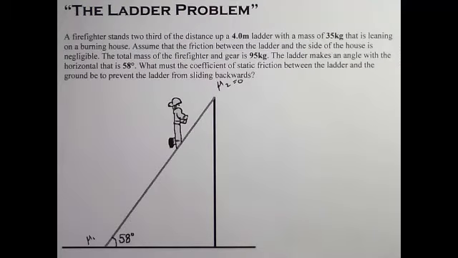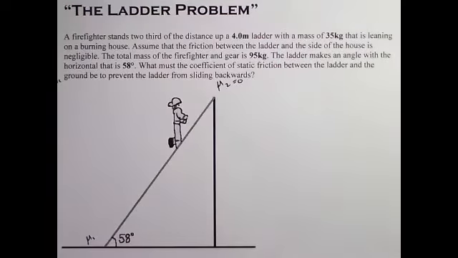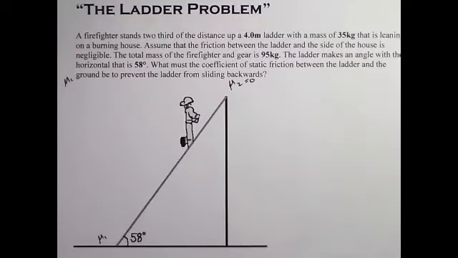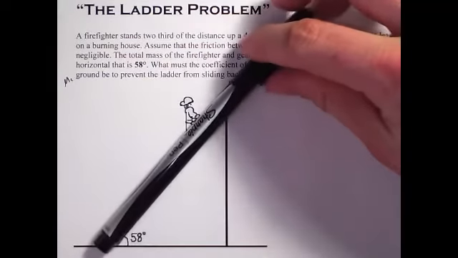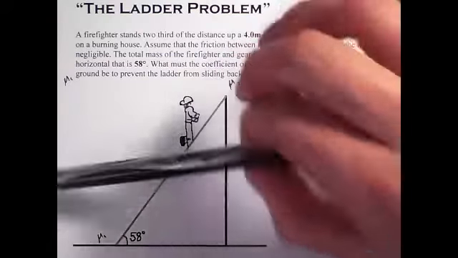The total mass of the firefighter in the gear is 95 kilograms. The ladder makes an angle with the horizontal, which is 58 degrees. What must the coefficient of static friction between the ladder and the ground, again, we're going to call that mu1, be to prevent the ladder from sliding backwards? So we have a ladder, it's up against the house. We want to make sure that the ladder doesn't slide out this way.